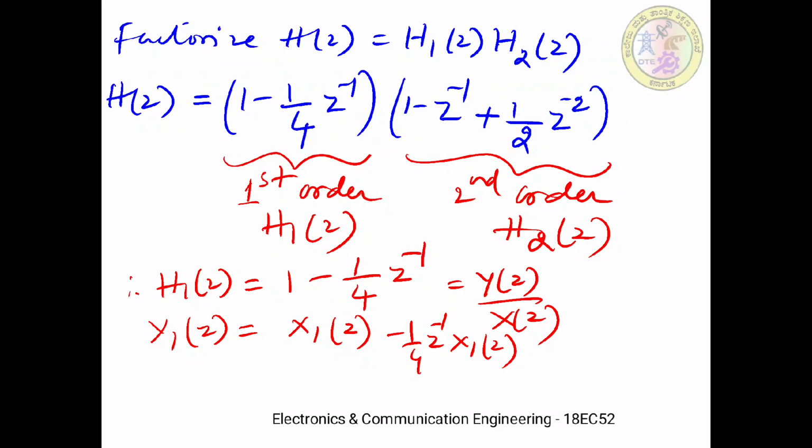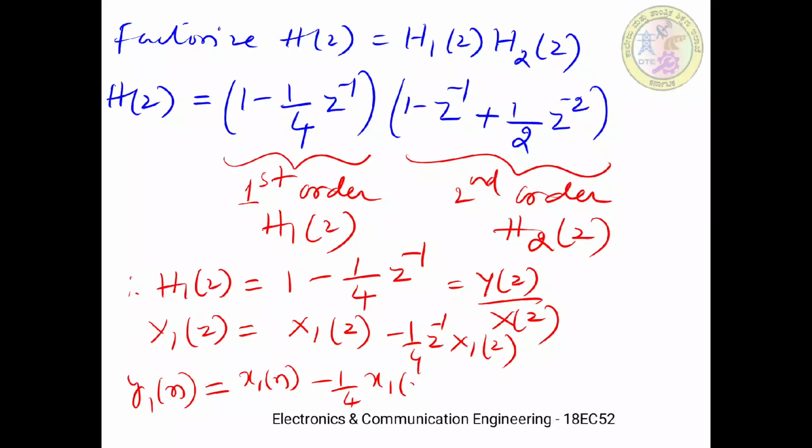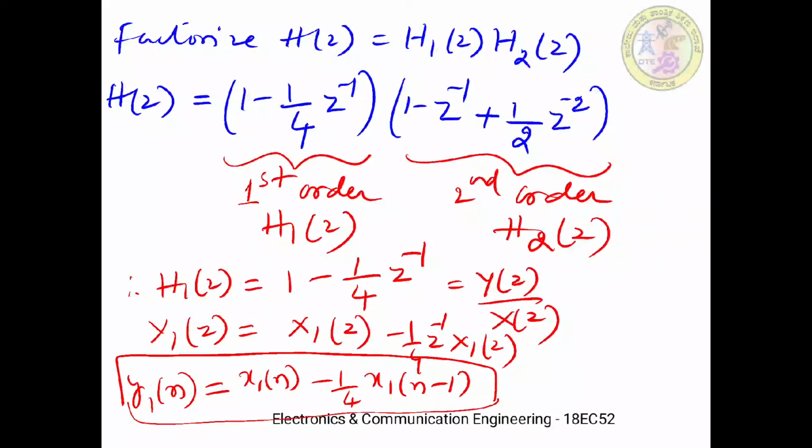By taking the inverse z transform, I am getting y1 of n, the first output from the first stage or the first section. This will be equal to x1 of n minus 1 by 4 x1 of n minus 1. This is the output for the first stage, which is nothing but the first order section. Now, all the remaining sections will be second order only.